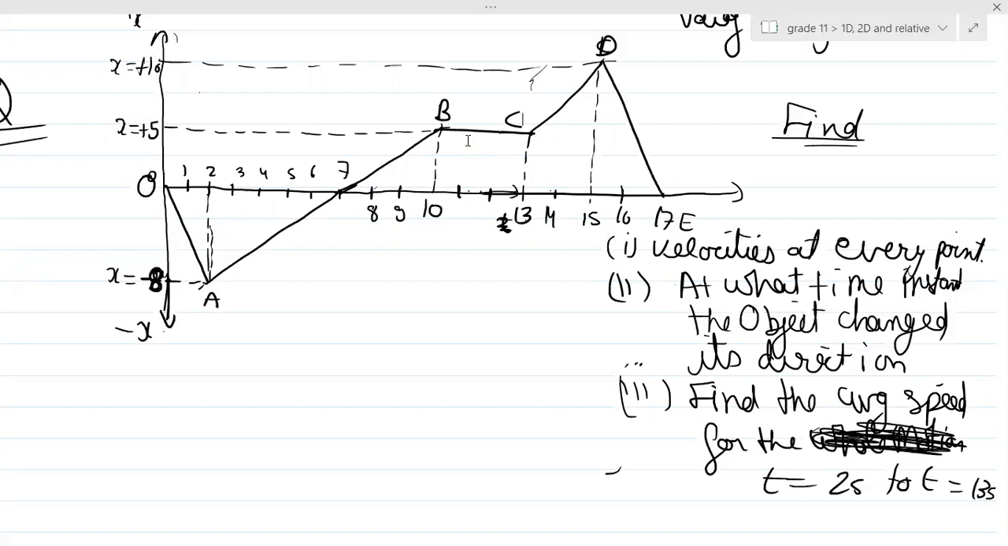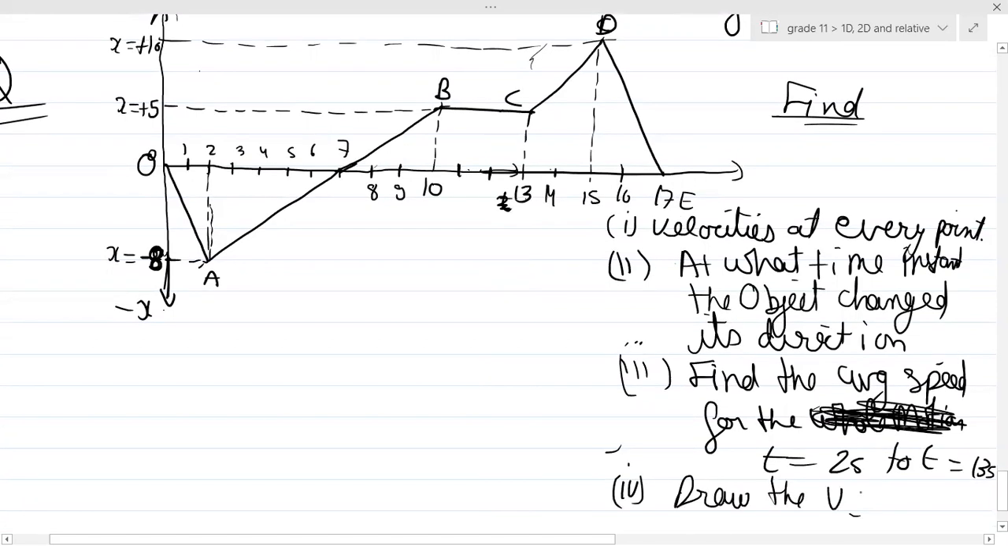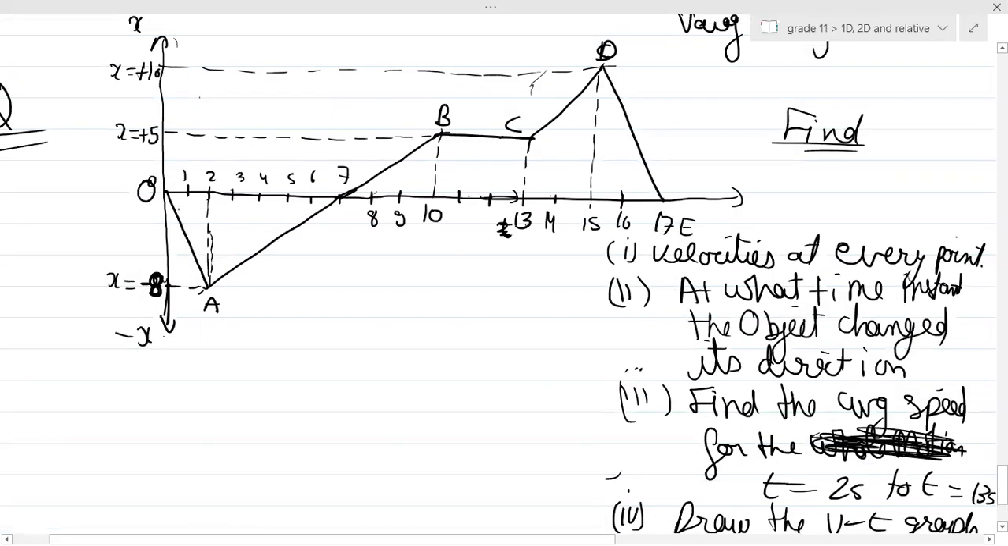Okay, now the next type of problems is based on velocity time graphs, which I'll teach you in the next class. The velocity time graphs are more important than position time graphs. Achha, I'll add one more part to this question. Draw the velocity time graph for the same. So basically, you need to convert this x-t graph to a v-t graph. But for that, you'll need velocities in every time interval. So try to attempt this question on your own.